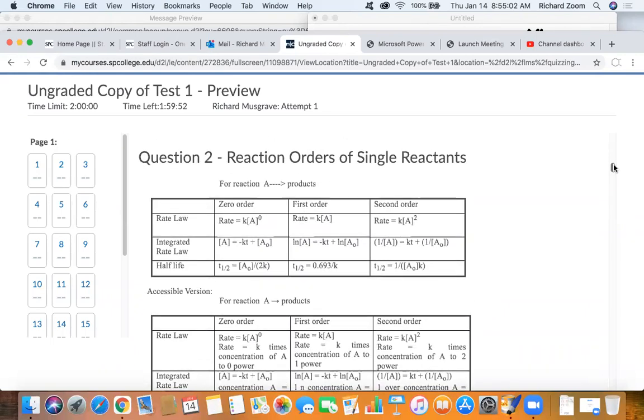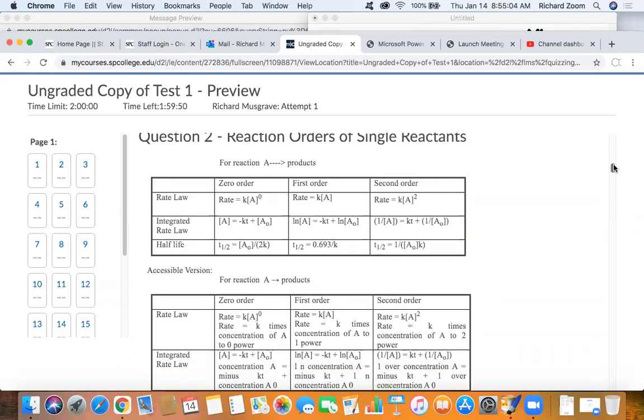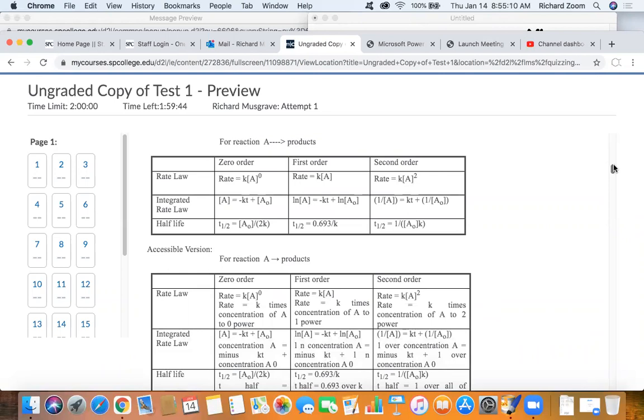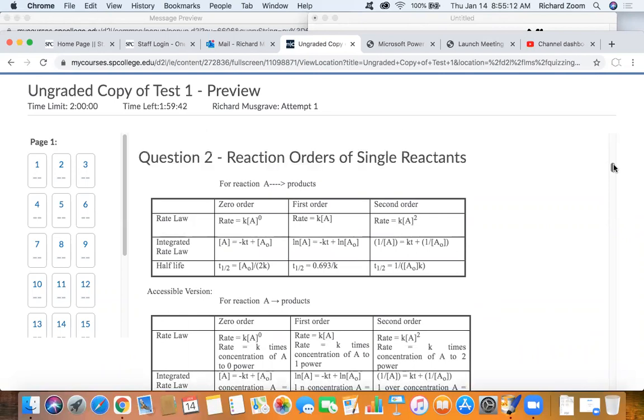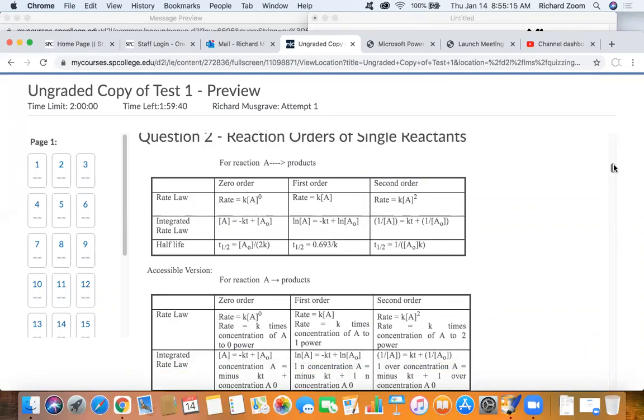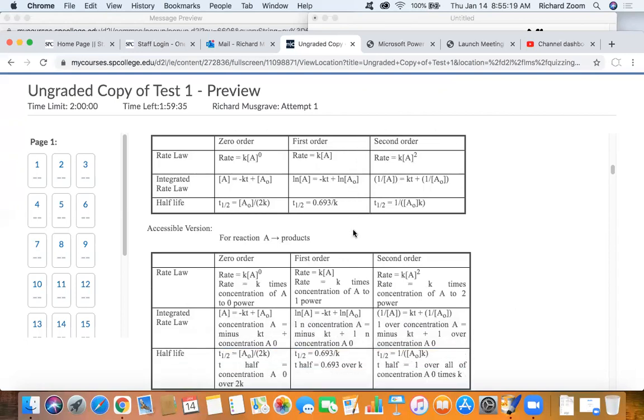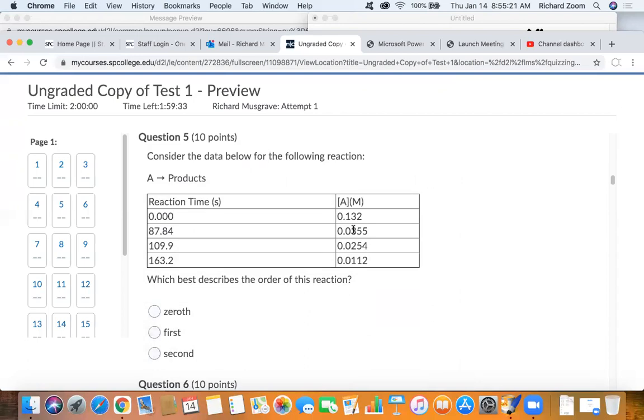So we're starting at question 2, and you can see that in the actual test, and this is also true of the test you'll be taking, the real test, you're given this table here. That helps you not have to memorize half-life equations, etc. It's all here for you. All right, let's have a look. Consider the data below, which describes the order of the reaction. Okay, so let's see how we might do that.